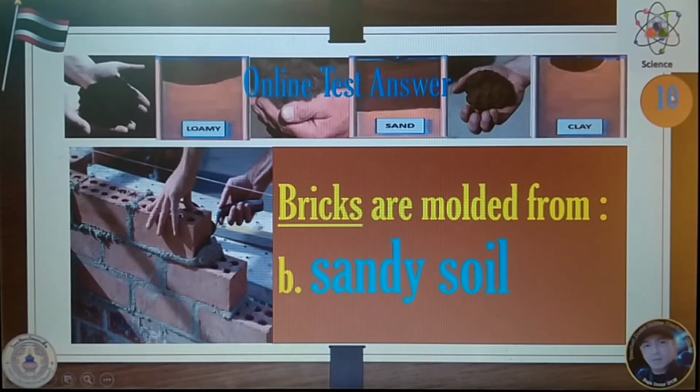Online test answer number 10. Bricks are molded from B. Sandy soil.